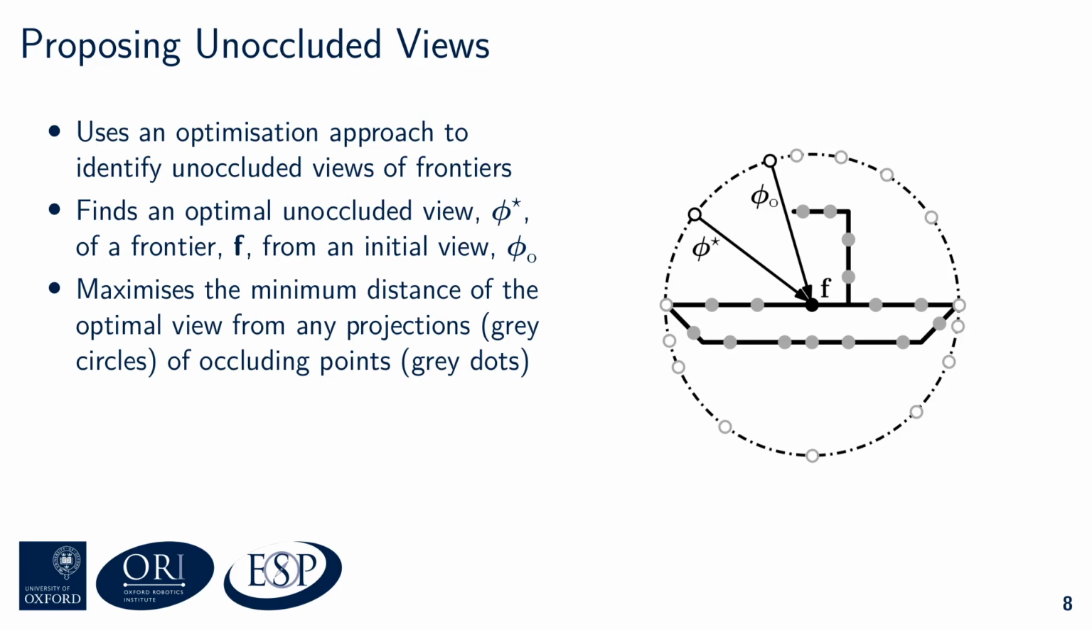Occluding points within a user-specified radius of the frontier are projected onto the surface of a sphere centered on the frontier point. This normalizes their distance while preserving their orientation relative to the frontier. The maxi-min optimization then computes a locally optimal point, phi star, on the sphere surface, which maximizes the minimum distance to any of the projected points. This optimal point defines the sightline of an unoccluded view.